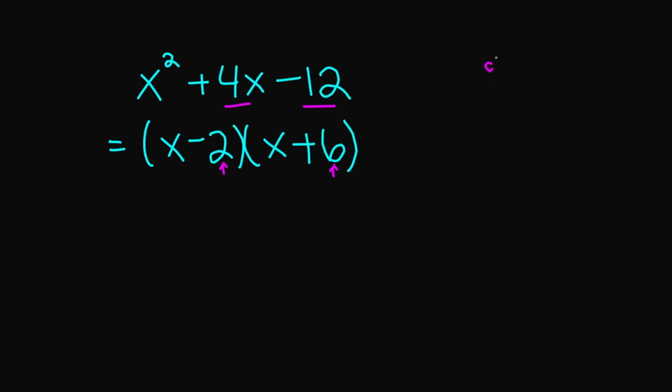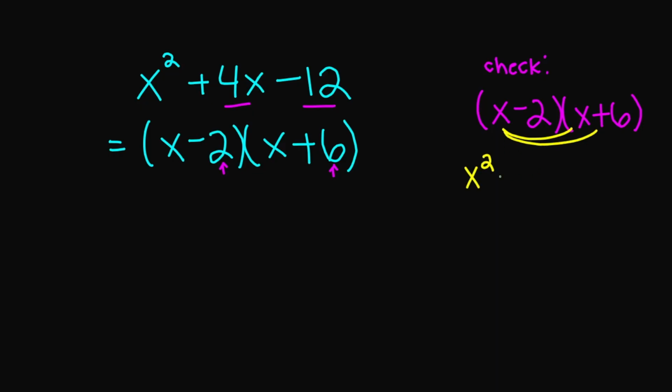Now, let's say you wanted to check your answer to see if you solved it correctly. So we have x minus 2 here, and then x plus 6 here. If I solve this, you're going to get x times x, which is x squared. X times 6 is a positive 6x. Negative 2 times x is a negative 2x. And then negative 2 times a positive 6 is going to be negative 12.